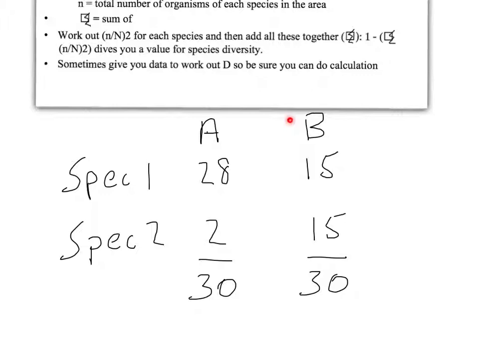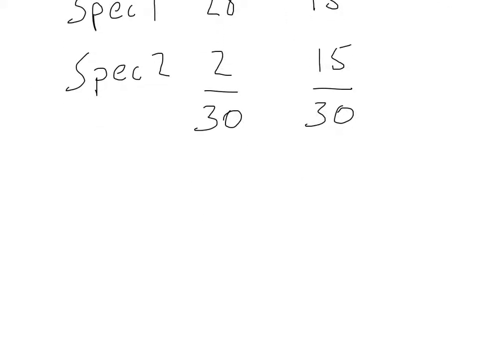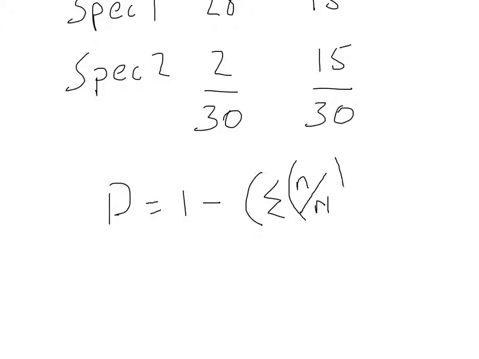Dealing with habitat A first of all, the formula is this: D equals 1 minus the sum of little n, which is the number of individuals in each species, over big N, which is the number of individuals in all the species, squared.